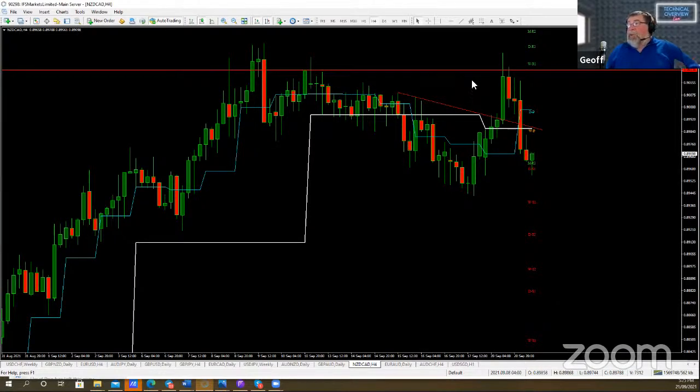So we've got a big double top here. We're looking for a lower high, right? Same thing, Kiwi Cad. The reason I was interested in this morning was that bar was going to be the one that I wanted to trade, but it hasn't turned out that way.